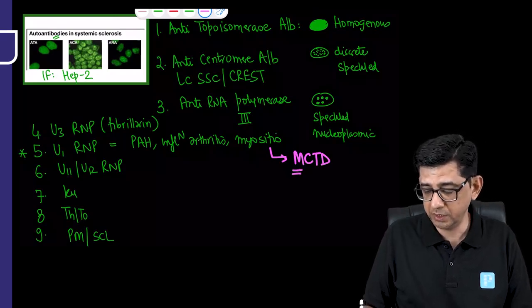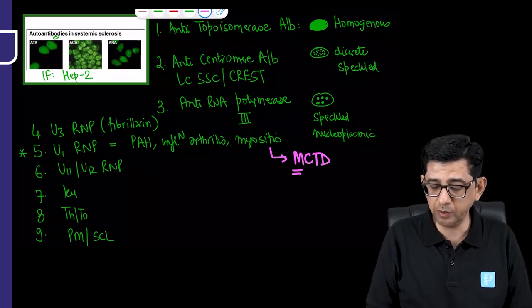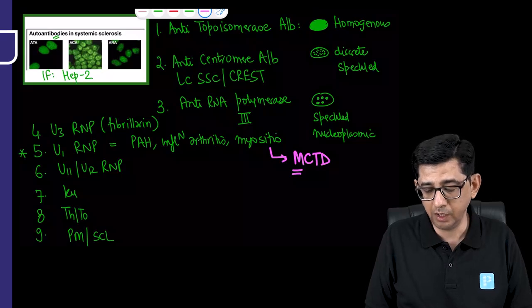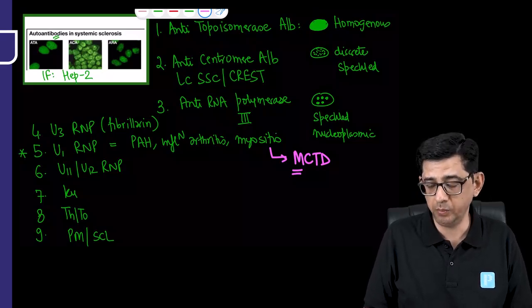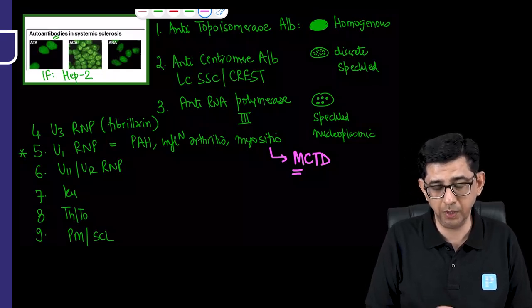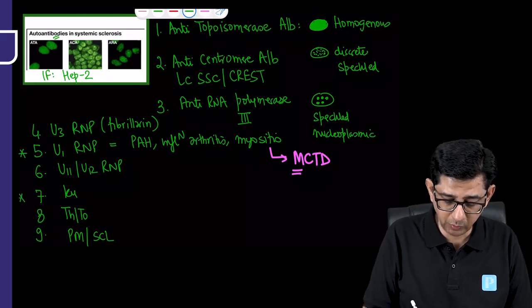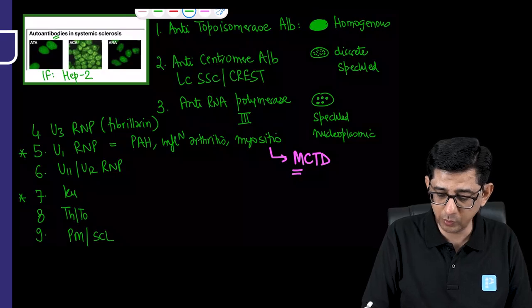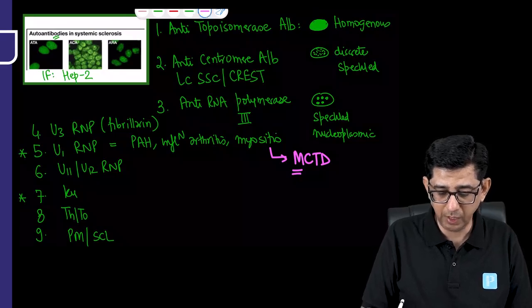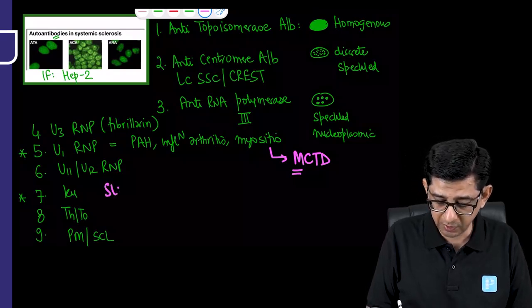The English word makes it easier. Mixed connective tissue disorder means that you're getting multiple manifestations. Apart from scleroderma, you're also getting an inflammatory arthritis. You're also getting a myositis present in these patients. Another overlap syndrome which has to be remembered is the Ku antibody one. So I'll just put 2 star marks at the moment to highlight the overlap syndromes that I'm talking about. And as far as the Ku antibody is concerned, the overlap syndrome would be having features of SLE.